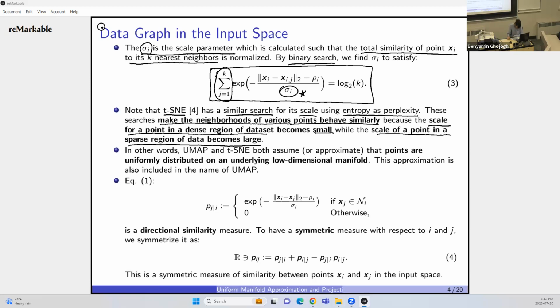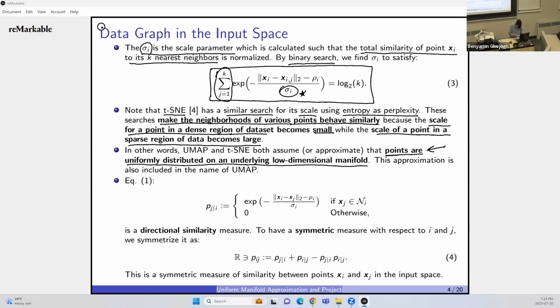Okay. In other words, UMAP and t-SNE both assume or approximate that points are uniformly distributed on an underlying low-dimensional manifold. By finding this sigma, we are trying to assume that the density of the data set is kind of uniform. Okay, so we are canceling the effect of density in the data set by this binary search. And I think now you understand why UMAP is called uniform manifold approximation and projection. Uniform in the title of UMAP is because of this reason, right? Okay.